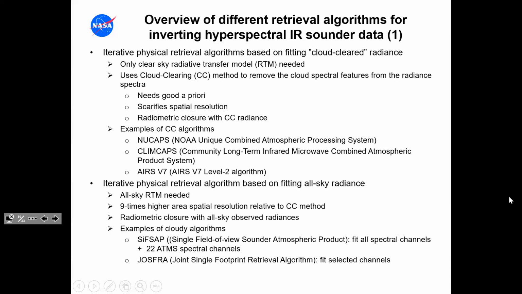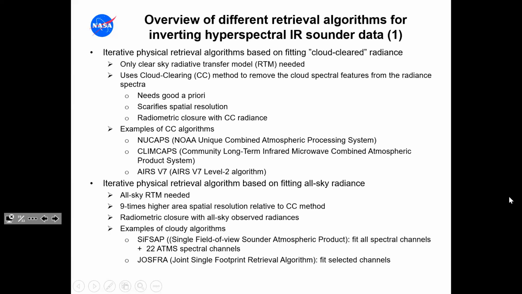So anyway, there's an algorithm called physical retrieval based on all sky. Nowadays we can do radiative transfer on the cloudy sky. There are different algorithms for doing that. But I think the PCRTM one, we call it a single field of view atmospheric product, is the one developed by NASA Langley.